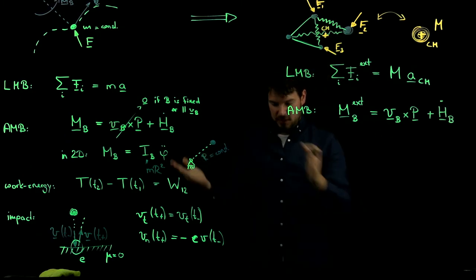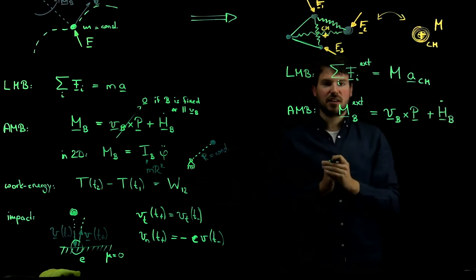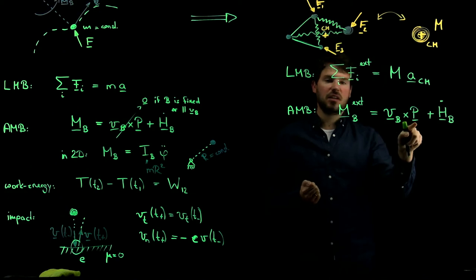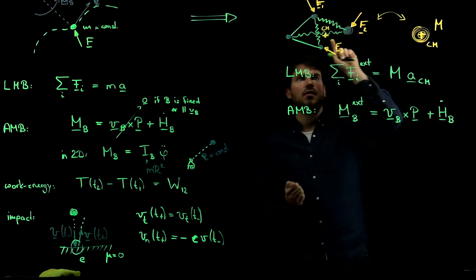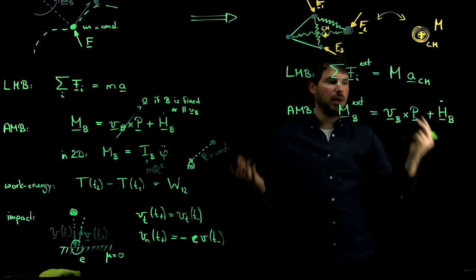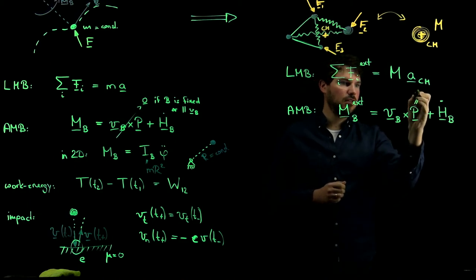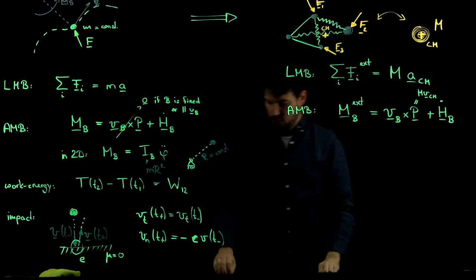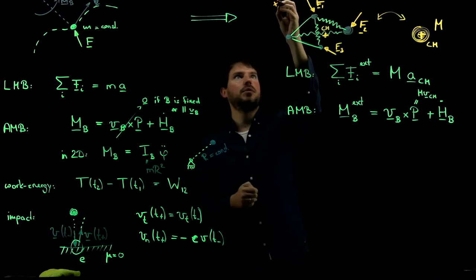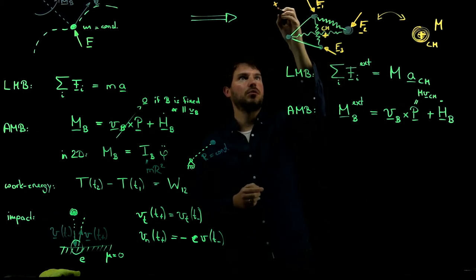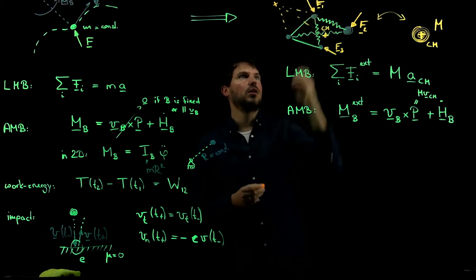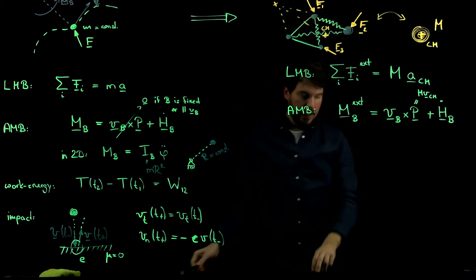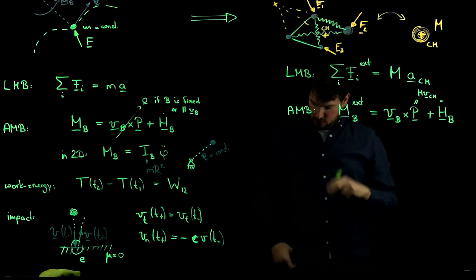And this looks exactly the same as before, except this P is now the linear momentum of the entire system, so the total mass times the velocity of the center of mass. This is still the velocity of some reference point B that we choose up here with respect to which we look at the system. And this is now the angular momentum of the whole system.